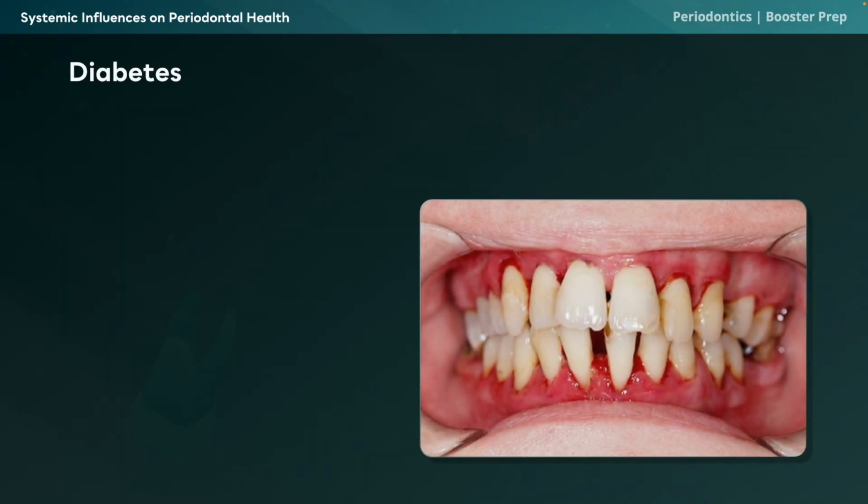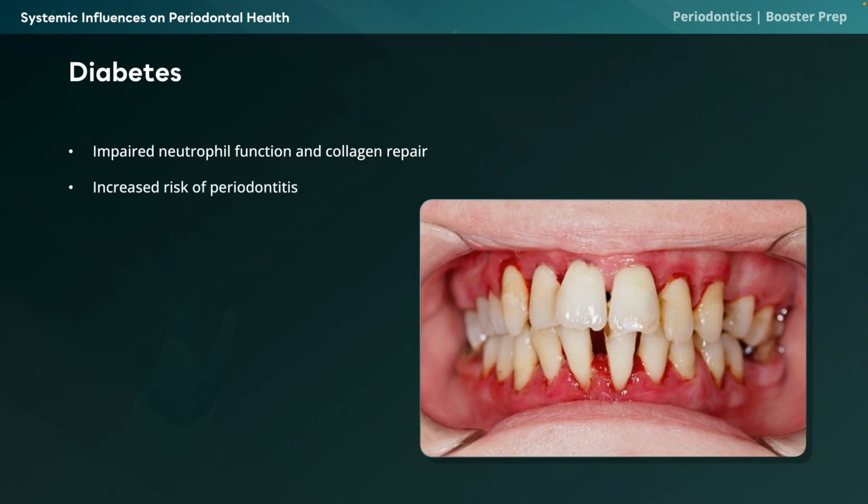Our next systemic condition is diabetes, which I actually discussed more in depth in an earlier video, so I'll keep it short here. Diabetes, particularly when poorly controlled, impairs neutrophil function and collagen repair, which increases the risk and severity of periodontal disease. Simple as that.